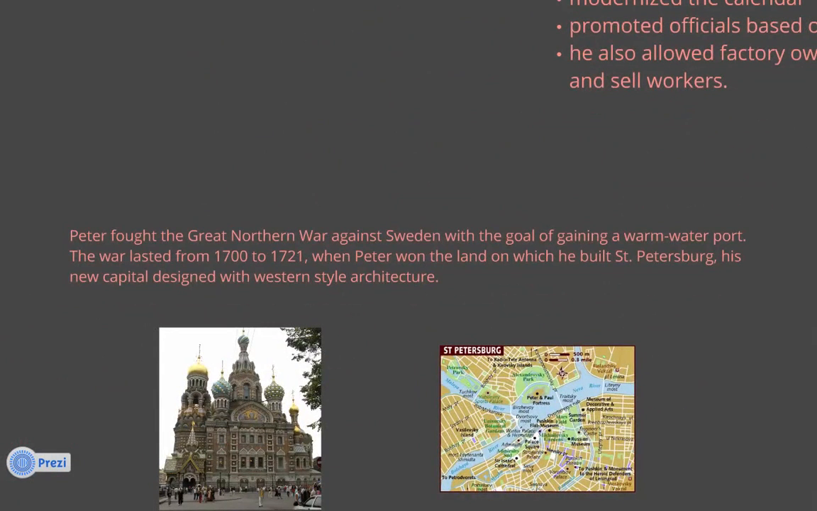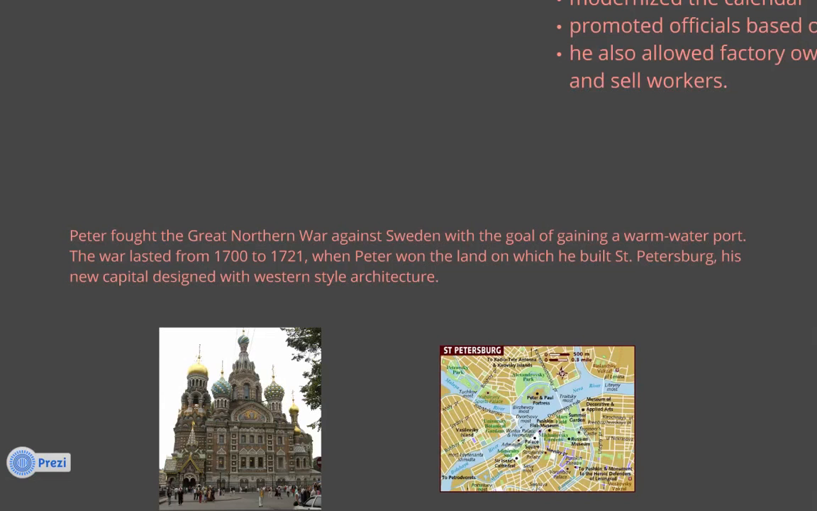Another thing that Peter is going to do is fight the Great Northern War against Sweden. The main goal was that he wanted to gain a warm water port because, as we've talked about as a class, Russia is a very cold, tundra-like area. They're very big on farming, but they also have a difficult time because of the weather there. So he wants a warm water port. The war is going to last from 1700 to about 1721.